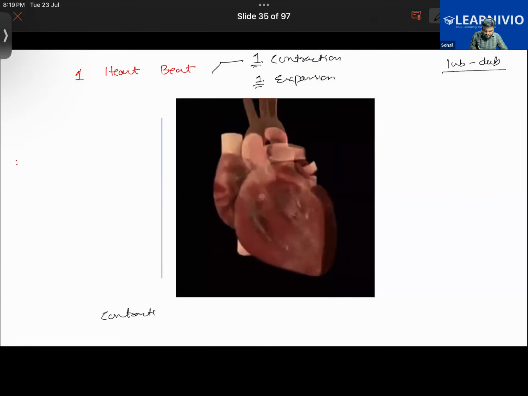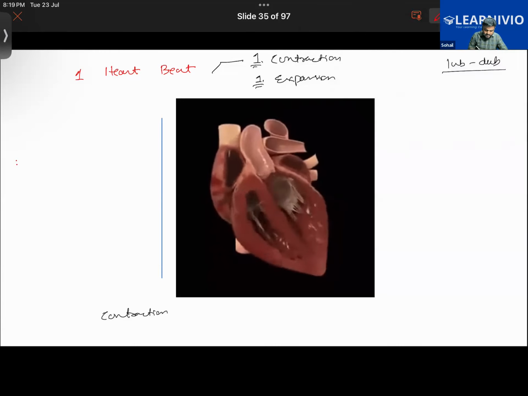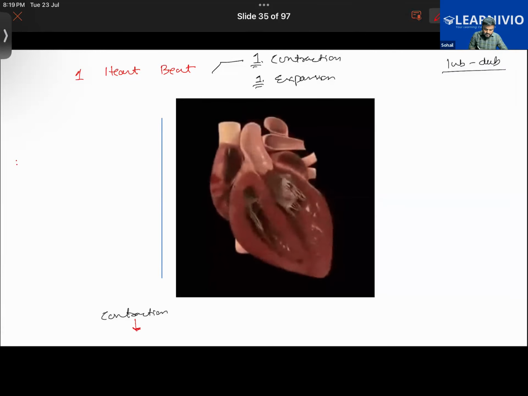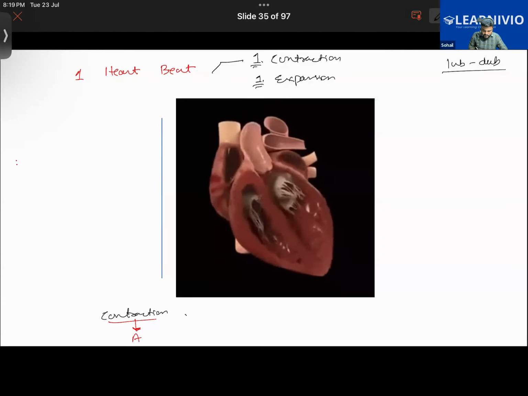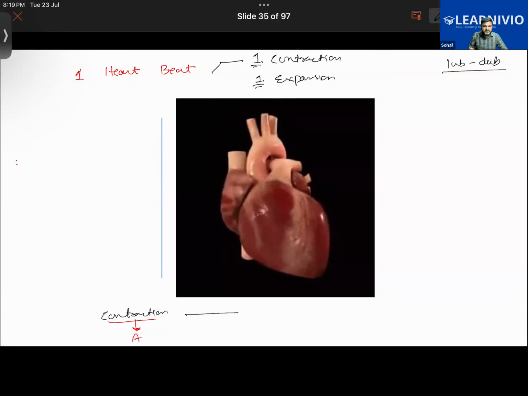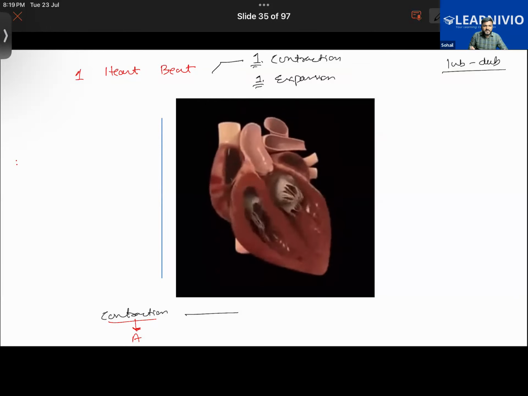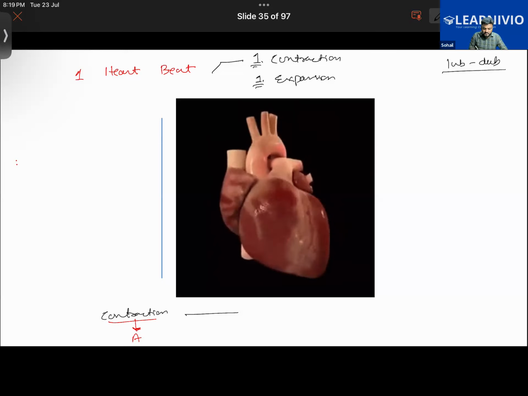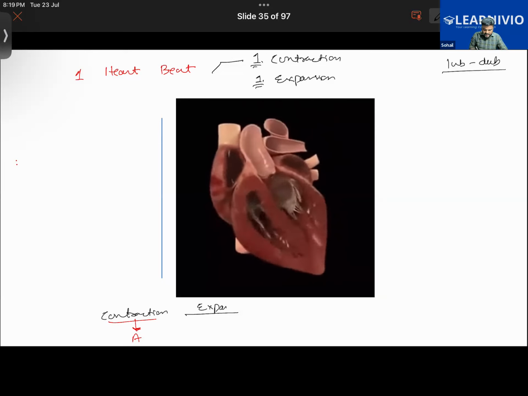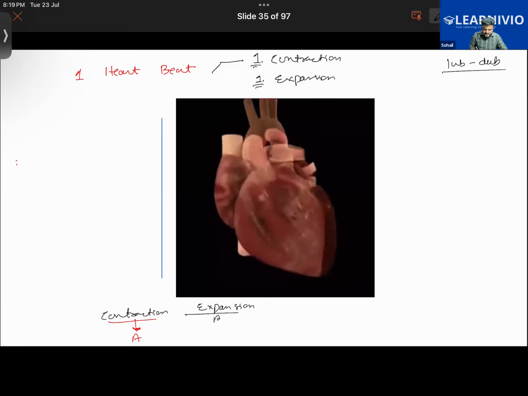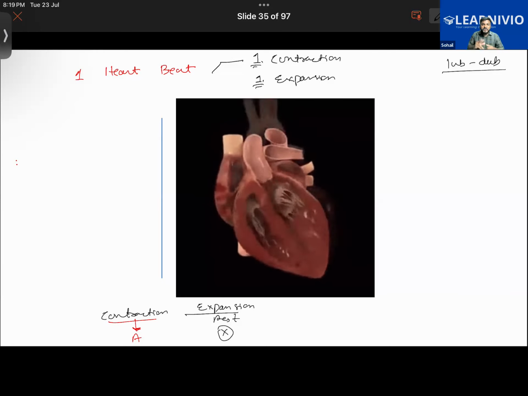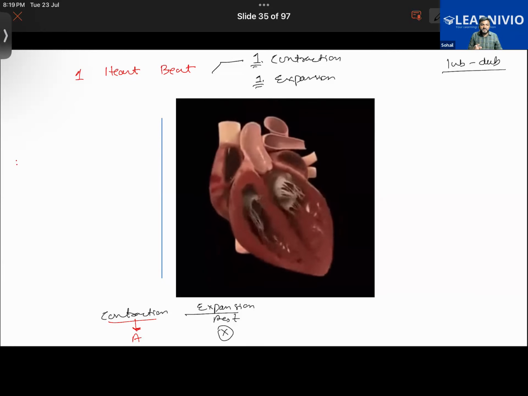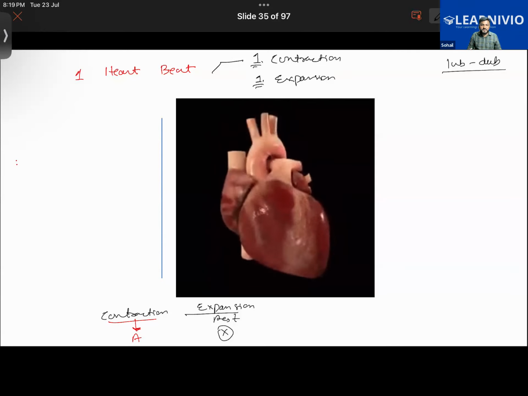What I mean to say is, due to contraction, this arrow shows that blood is moving into the artery. So due to contraction, the blood moves into the artery, okay? And due to relaxation, or we can say expansion, the heart is in a state of rest, and thereby there is no pumping of blood taking place at that time. No blood is being pumped into the artery. So far, is it clear to everyone or not? Please let me know. It is very important to understand the whole concept.